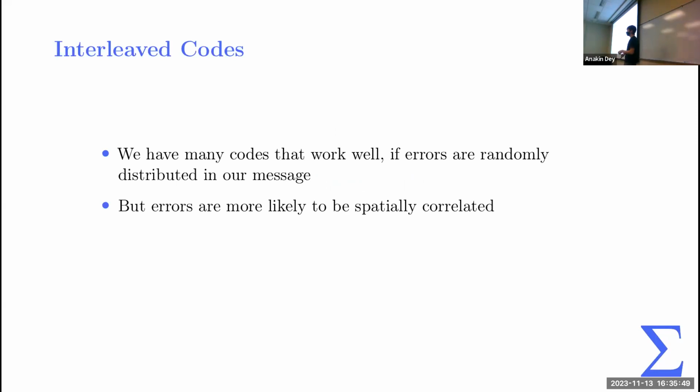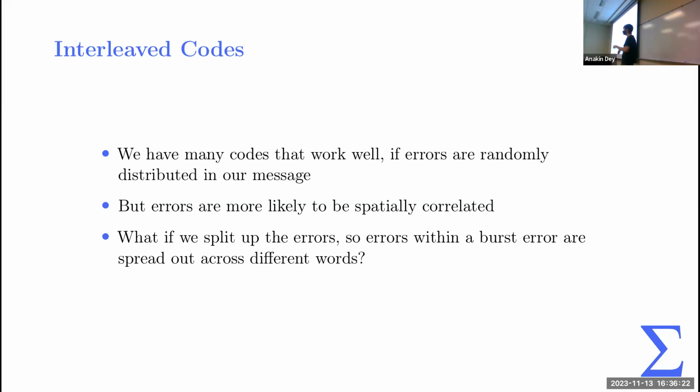So the whole idea is that codes like a Hamming code operate under the assumption that errors are going to be randomly distributed throughout our message. And normally that's fine in theory until we get to real life. But we know that errors are likely to be spatially correlated. They're all going to be in the same spot because we're talking about burst errors, right? So if we want to bridge the gap between reality and our theoretical assumption that errors are randomly distributed, what we can do is split the errors up.